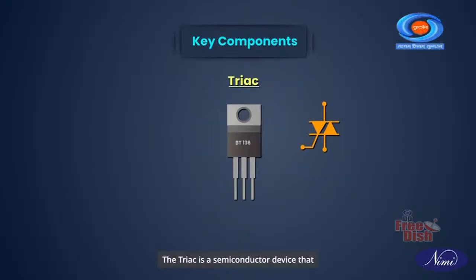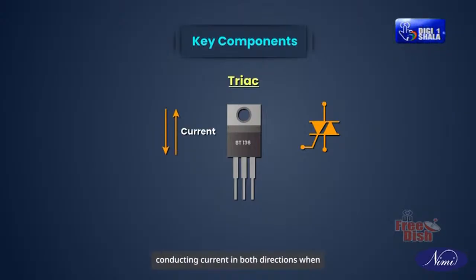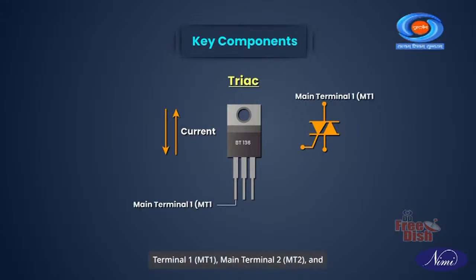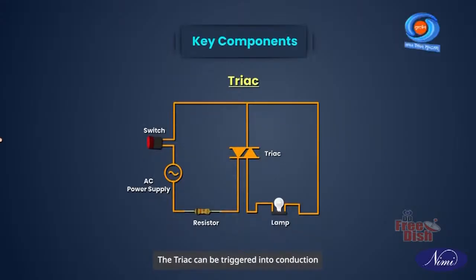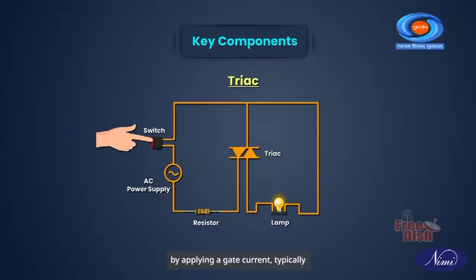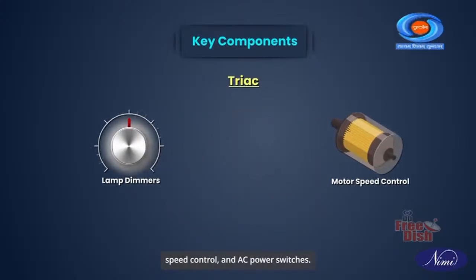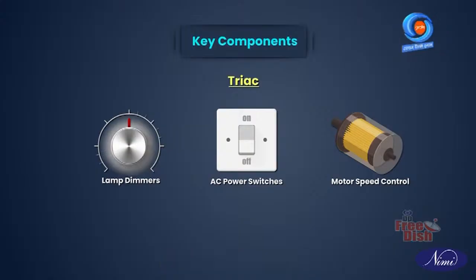Triac. The triac is a semiconductor device that acts as a bidirectional switch capable of conducting current in both directions when triggered. It consists of three terminals: main terminal 1 MT1, main terminal 2 MT2, and a gate G. The triac can be triggered into conduction by applying a gate current, typically through a pulse of voltage source. It is commonly used in AC power control applications such as lamp dimmers, motor speed control, and AC power switches.